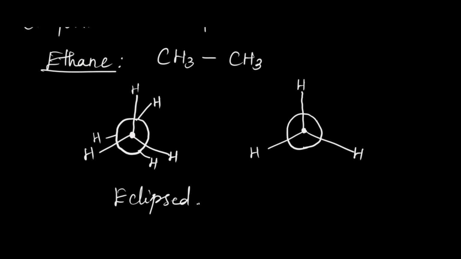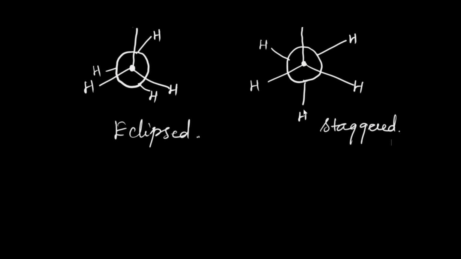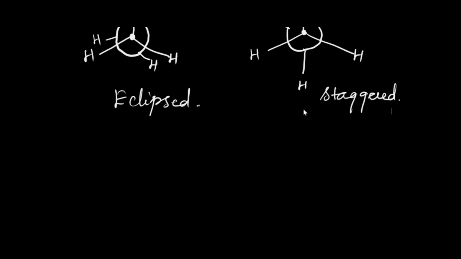I'm keeping this carbon as such. I'm just rotating the other carbon by 60 degrees, which will give you the conformation like this. This conformation is called staggered. Comparing eclipsed and staggered, which is more stable? Always, staggered is more stable than eclipsed.